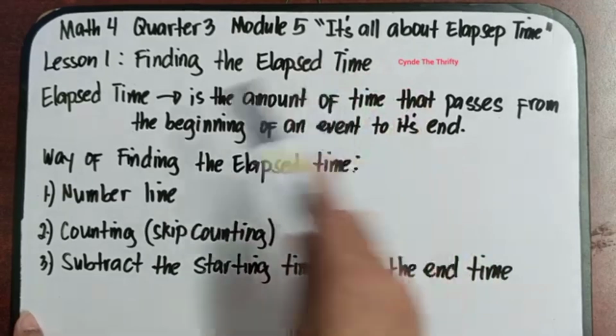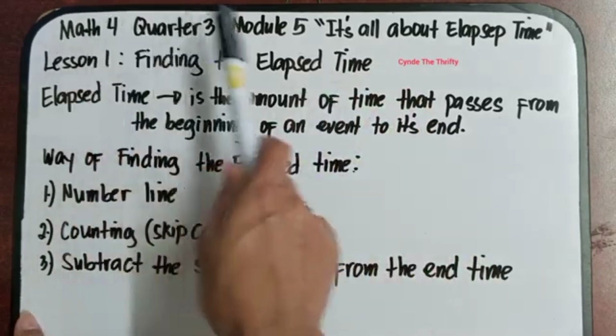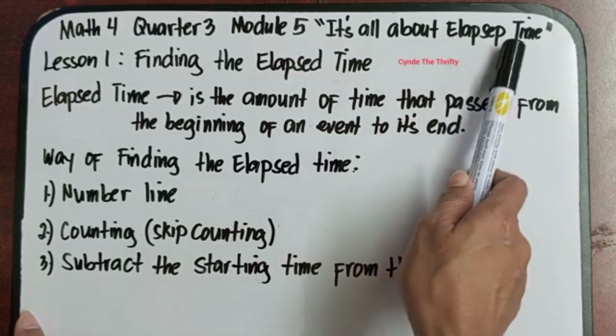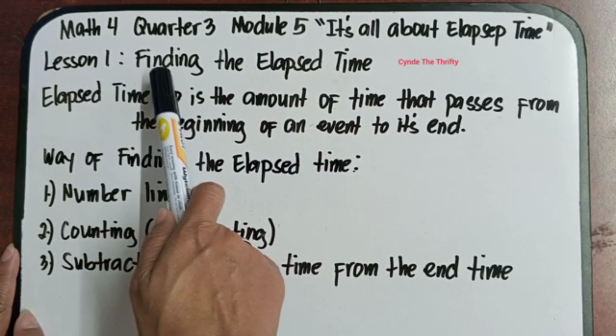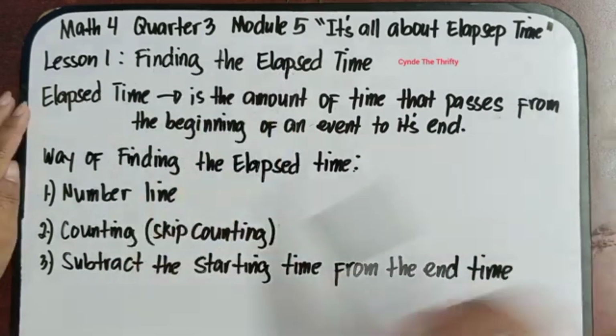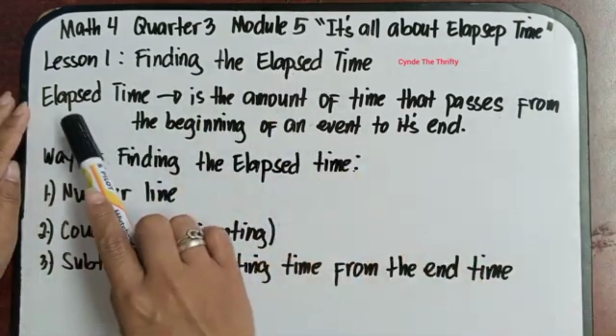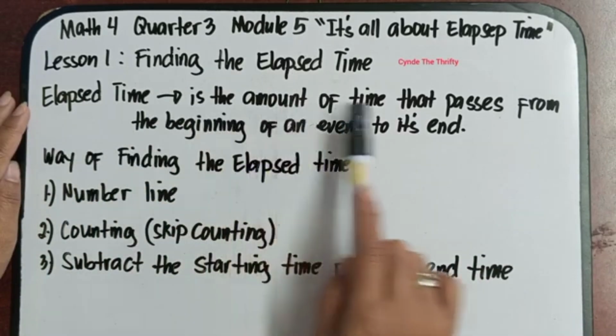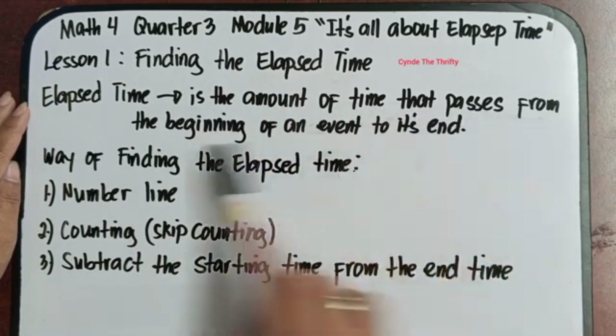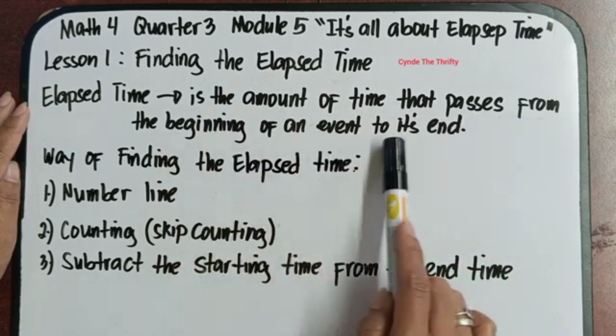Hi guys, ang pag-aaralan natin ngayon is Math 4, Quarter 3, Module 5. It's all about elapsed time. So ngayon is Lesson 1 tayo, Finding the Elapsed Time. So ano ang ibig sabihin ng elapsed time? Elapsed time is the amount of time that passes from the beginning of an event to its end.